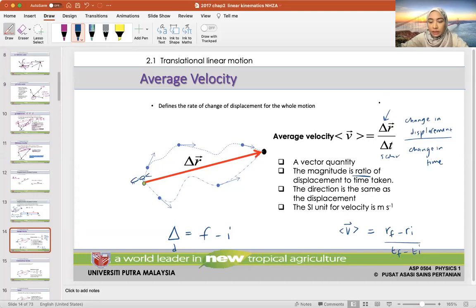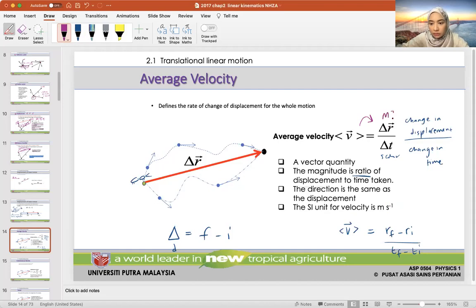So if my delta R is to the right, then my velocity is also to the right. Sebab dia vector kan, dia akan follow direction. Okay, so kalau R ke atas, maka the velocity also goes upwards. It follows the displacement. It does not follow time because time does not have direction. So the SI unit for velocity is meter per second.